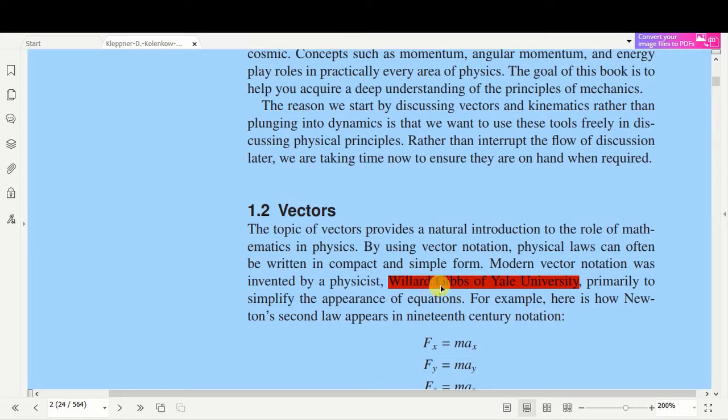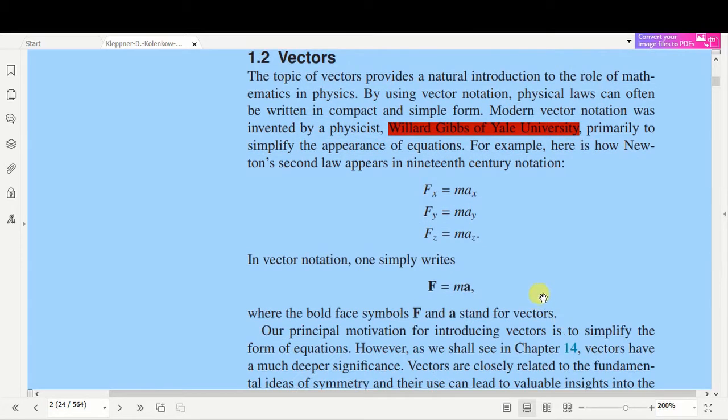He is Willard Gibbs of Yale University. My God, amazing. Primarily to simplify the appearance of equations. For example, here is how Newton's second law appears in 19th century notation.